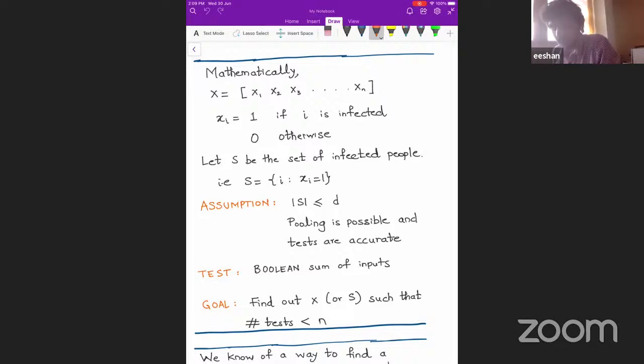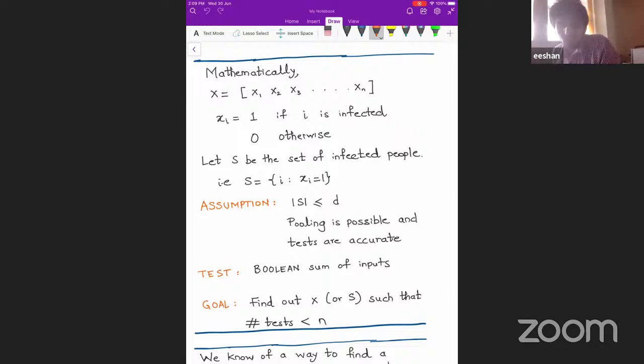If we don't have this assumption, you can rigorously show that you can't give any guarantees. If arbitrary people can be infected, if D is in fact n, you can probably intuitively guess that you cannot guarantee doing any better than n tests. You can rigorously prove this, but we won't get into that in this tutorial. So we will work with the assumption that the size of S is less than or equal to D.